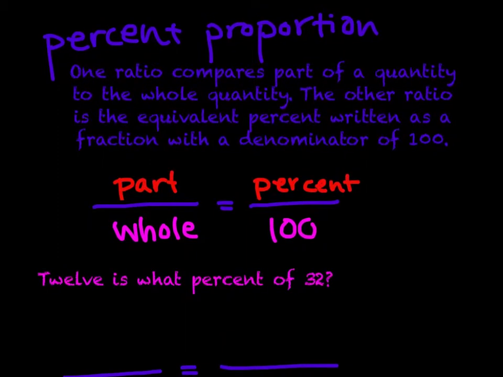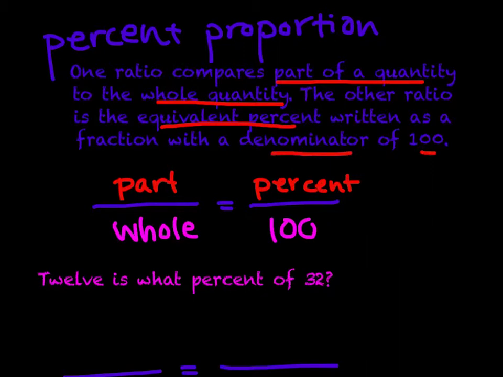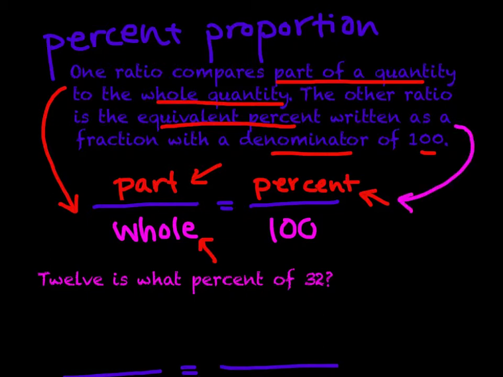So, a percent proportion. It is essentially one ratio that compares part of a quantity to the whole quantity. So it compares part to whole. The other ratio is an equivalent percent that is written as a fraction with the denominator of 100. So you're looking at that fraction-based percent, but you're using the numbers from the percent problem. So we have part to whole, that is this whole first step, the one ratio that compares part of a quantity to the whole. And this whole second part, the equivalent percent written as part of 100, that is this percent over 100.